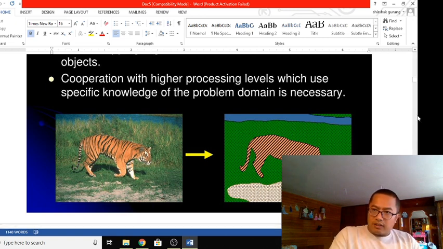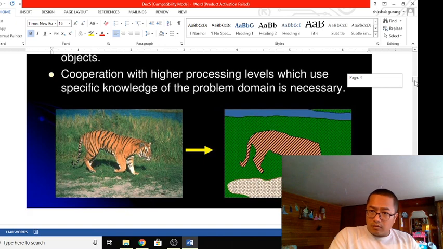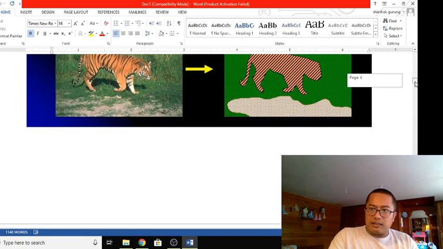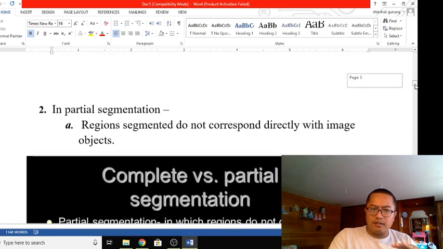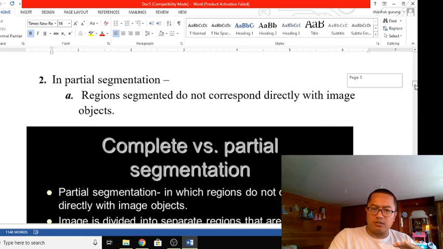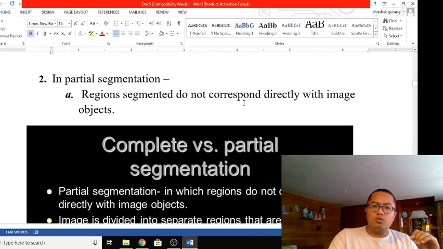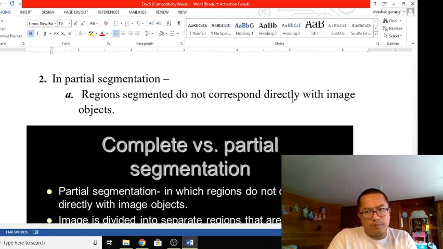And if this is not the end result, and we are able to perform somewhere in the middle, then that is called a partial segmentation. A partial segmentation does not correspond directly with the image objects. So you have segmented the image, but it is not individual objects, it is not directly mapping to individual objects.